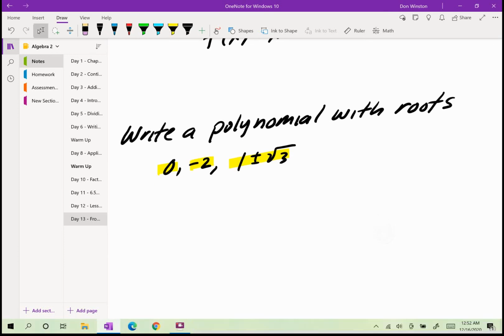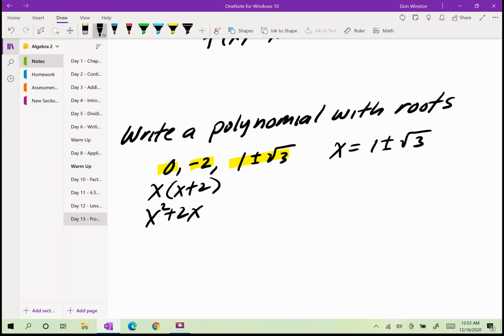Well, the factor for 0, that will be x. The factor for negative 2, that would be x plus 2. So I can start to multiply that, and that will be x squared plus 2x. Okay? But we have to find a factor for 1 plus or minus root 3. So my roots are 1 plus or minus root 3.